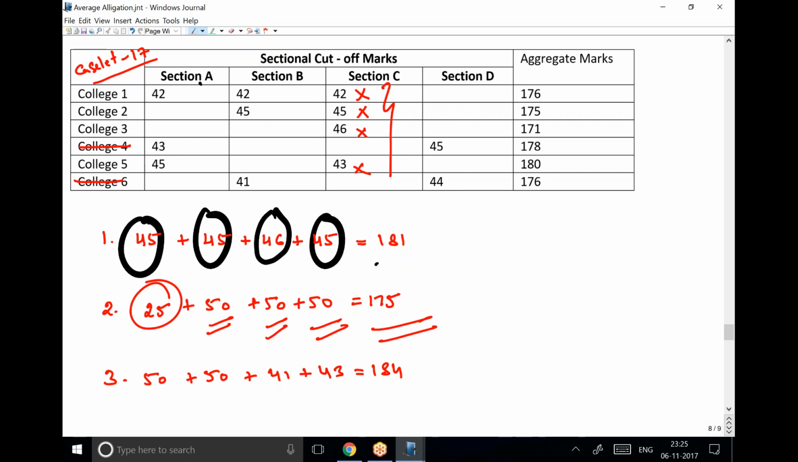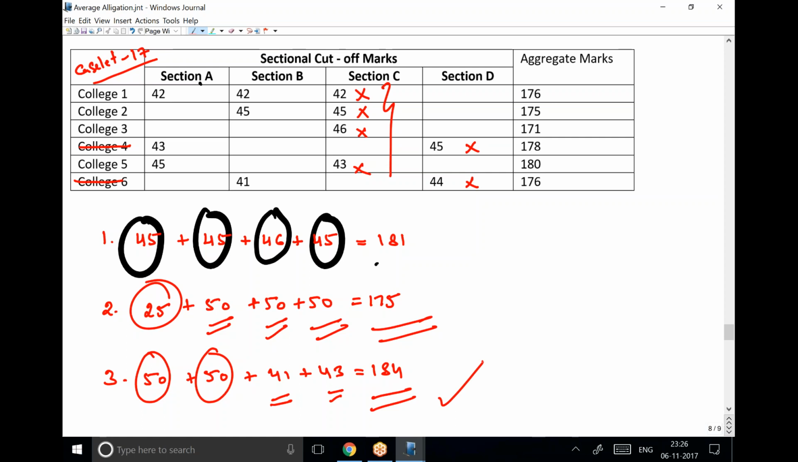If he is scoring 41 in this particular section, he will not clear the cutoff of this. Similarly, for the remaining two colleges, 4 and 6, if he is scoring 43 in this section, definitely he will not be getting a call from these two colleges. So all the colleges are over. For the remaining, he can maximize. This is 50, this is 50, which comes out to be 184. So he can score 184 even though he cannot get a call from any college. So the right answer for this question comes out to be 184.